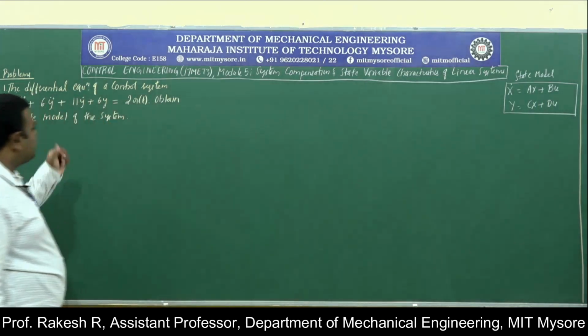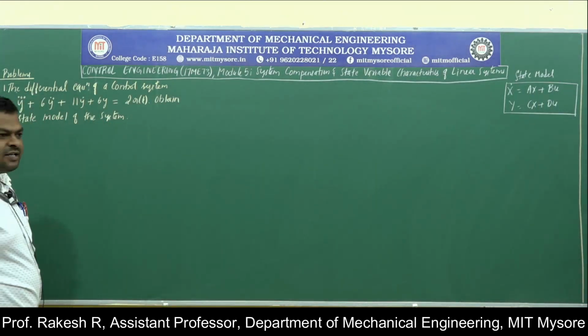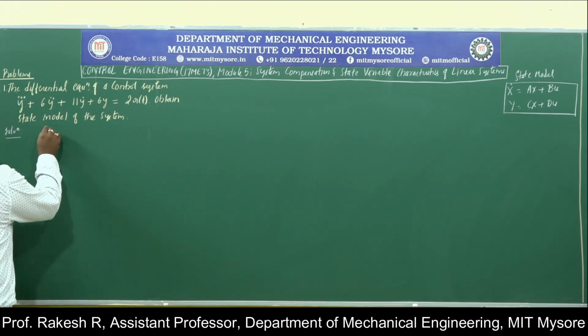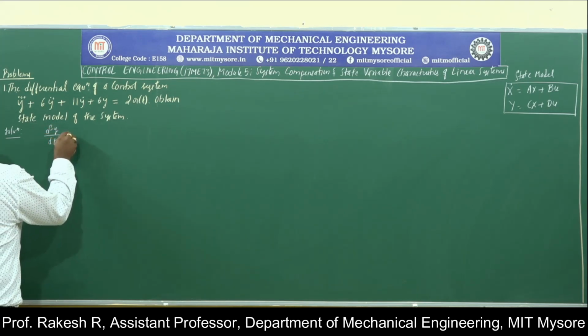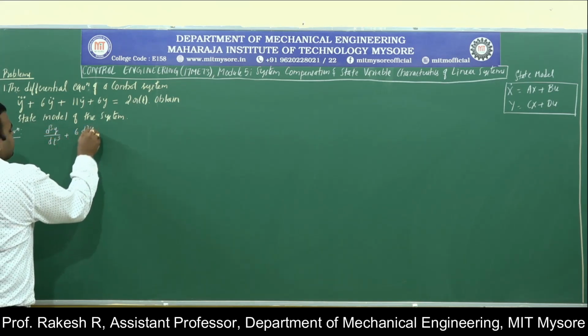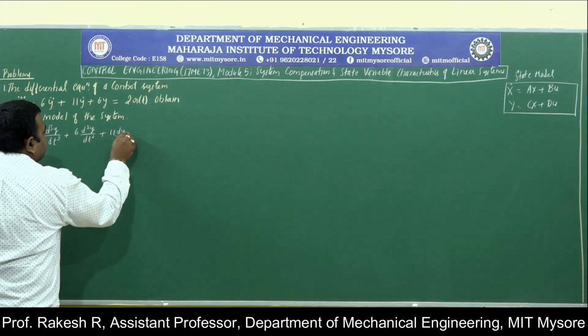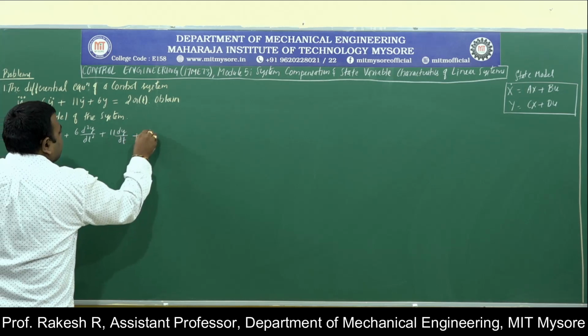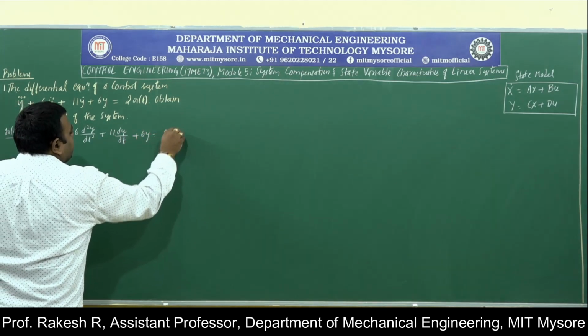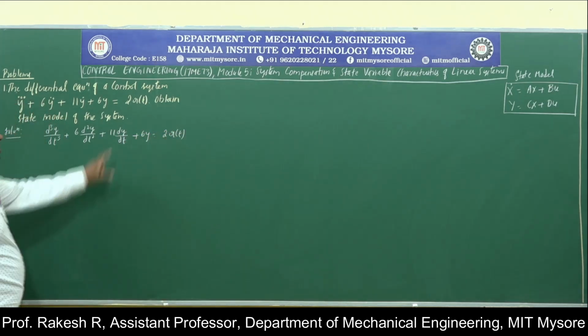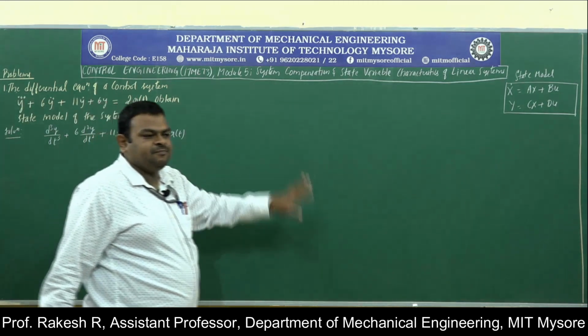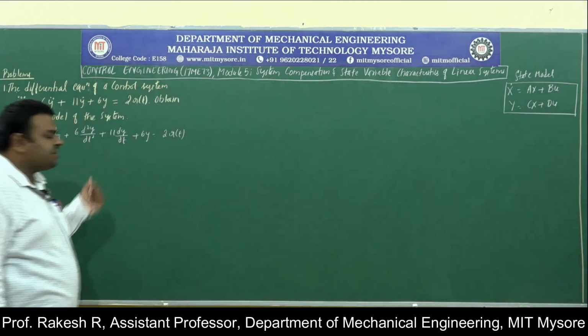So here the differential equation is given. I will write the differential equation they have given. y triple dot, that is d cube y by dt cube, plus 6 into d square y by dt square plus 11 into dy by dt plus 6y is equal to 2 into r of t. So here the input is given in terms of r of t. So this is a differential equation.